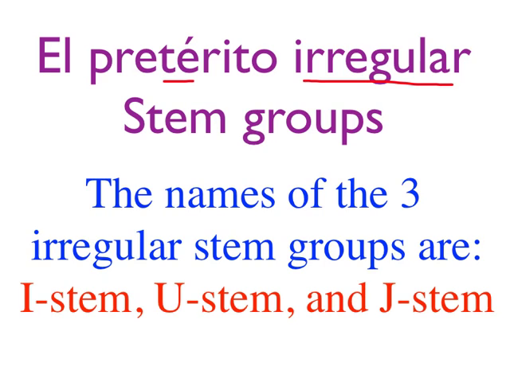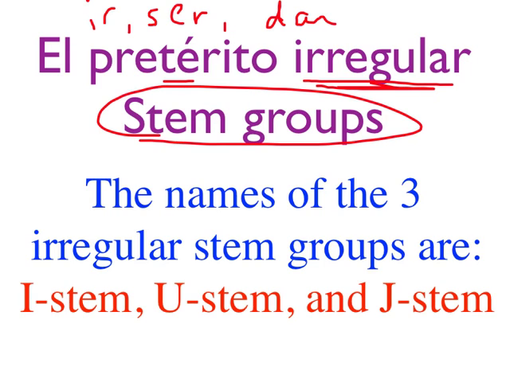Well, now we're going to take a look at some more irregular verbs in the preterite. You already know that ir and ser and dar are irregular, but these irregulars that you're about to go through are found in stem groups. So please make sure you have your notes out and write down the names of the three groups: I stem, U stem, J stem. I myself like to say I stem, U stem, we all stem for J stem.